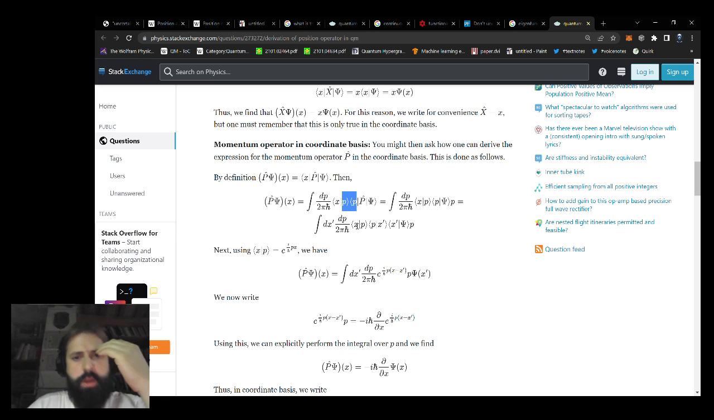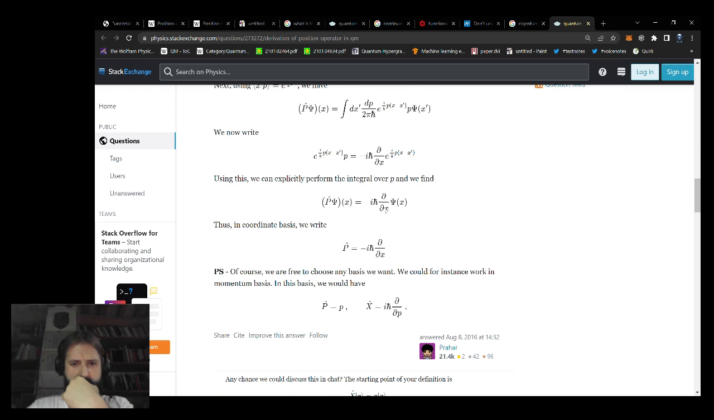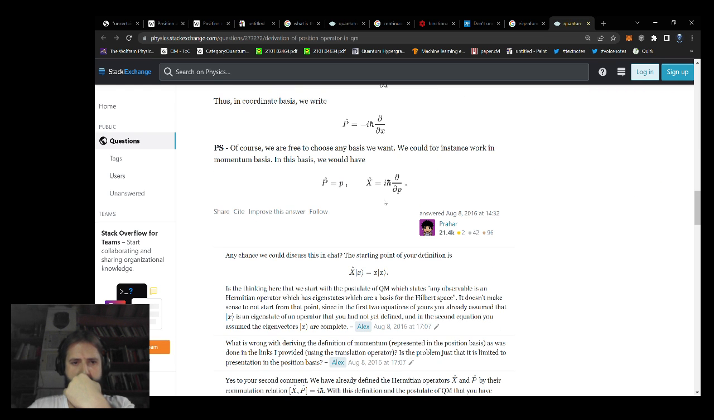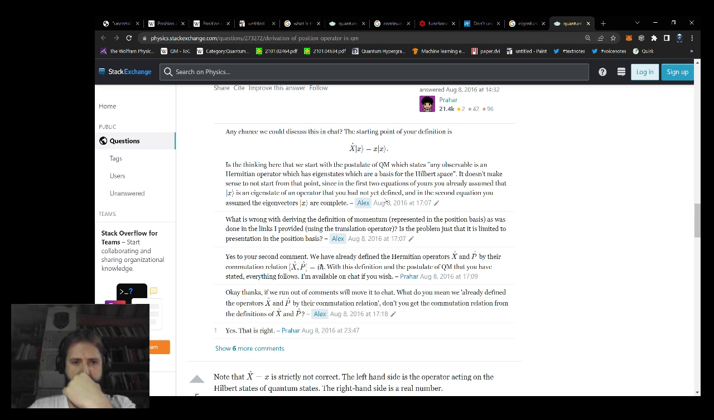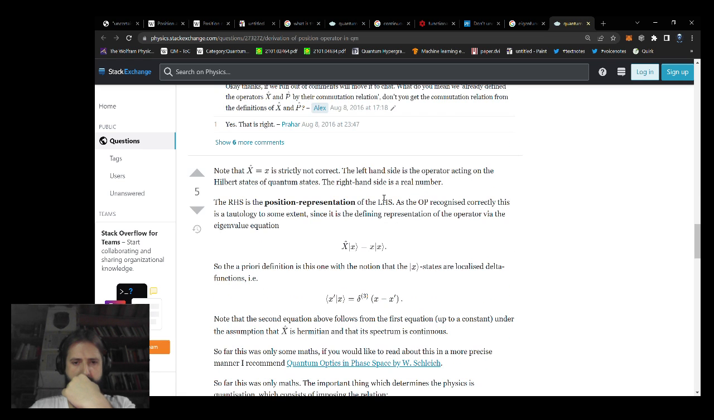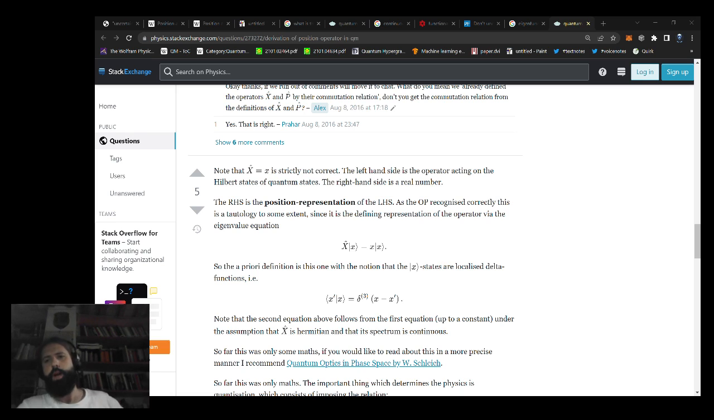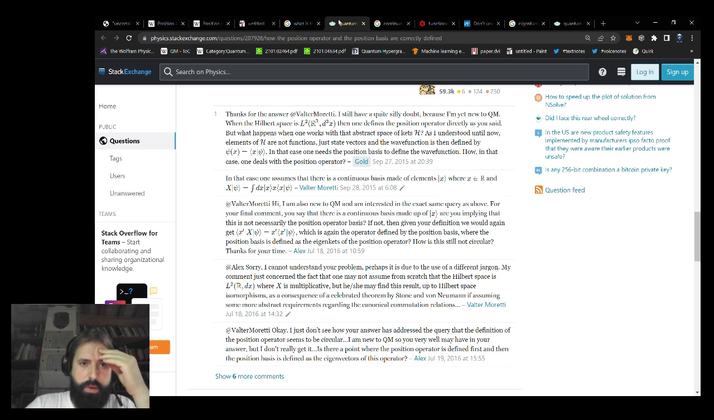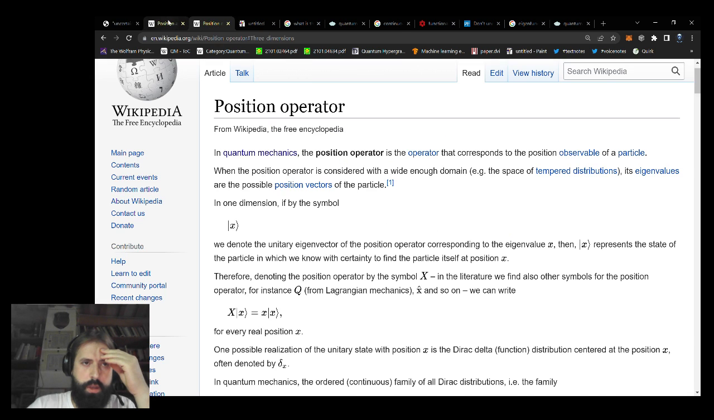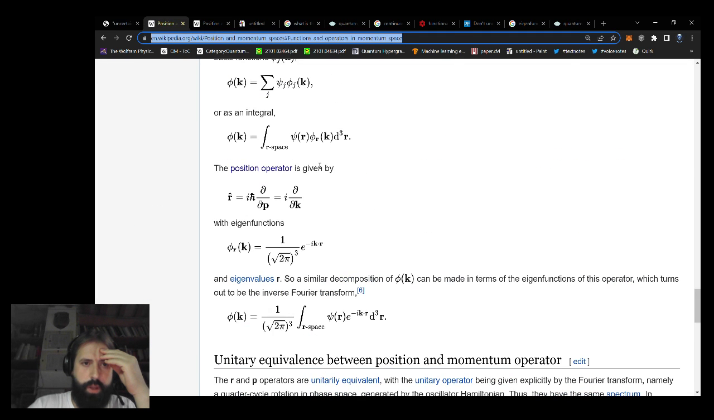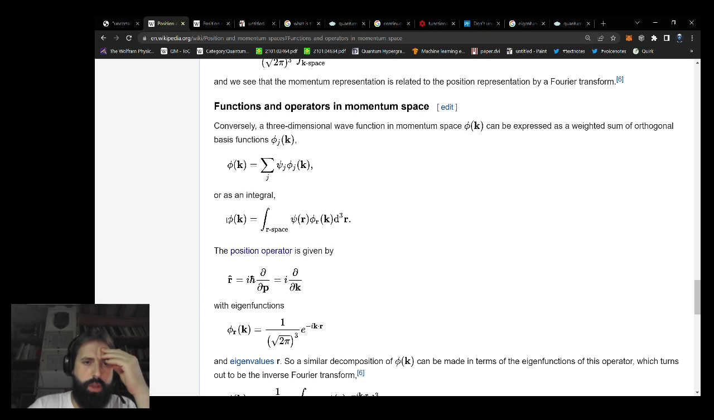I don't get this. What I don't get is intuitively why. This is where I'm stuck at the moment. Why does doing this lead to the momentum? It just doesn't make sense.